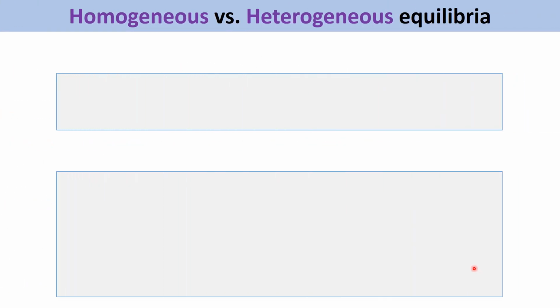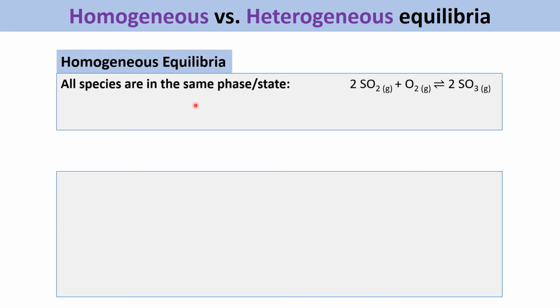So now I want to tell you about two different types of equilibria. You've got homogeneous equilibria and heterogeneous equilibria. A homogeneous equilibria involves reactions where all of the species are in the same phase or state of matter. So as we can see here, all of the species in this reaction are gases, and because they're all the same, this reaction can be defined as a homogeneous equilibria. Homo means all the same. So we can see here that they're all in the gas state, therefore it's a homogeneous equilibria.